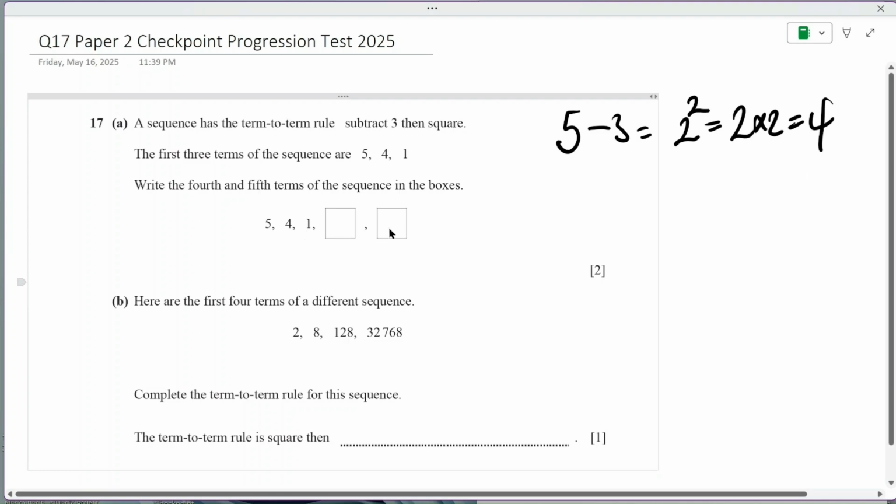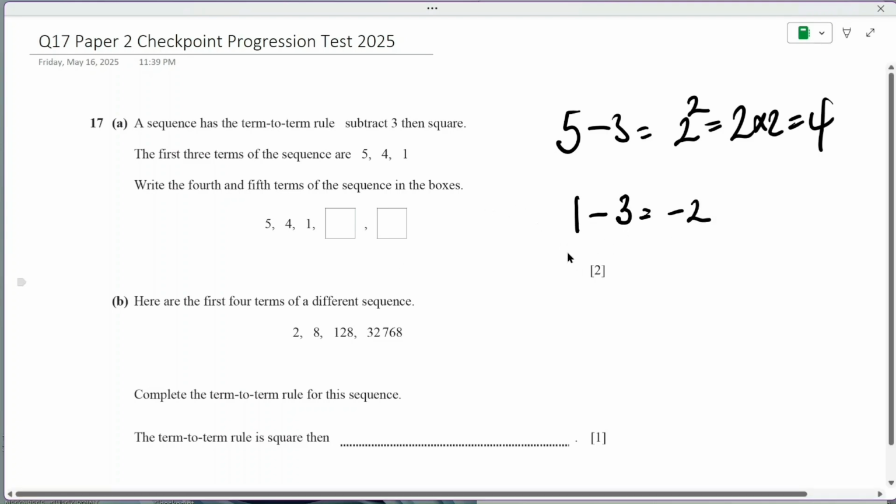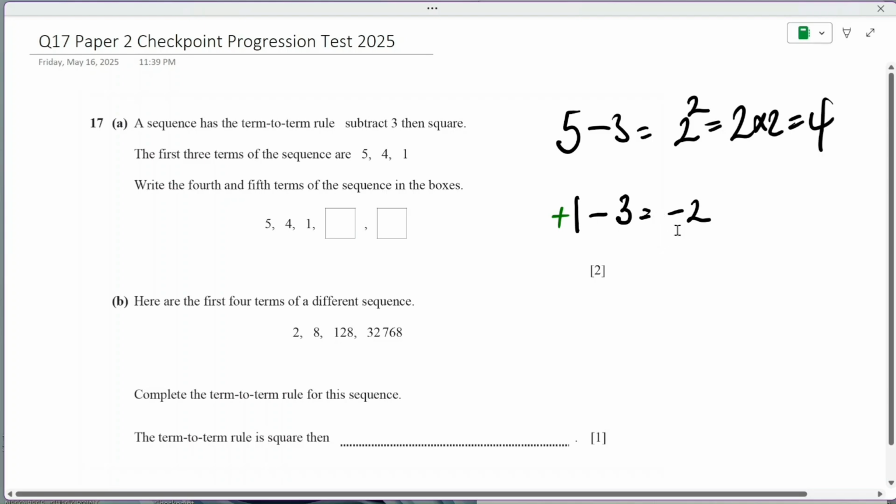We're asked to find the fourth and the fifth term. For the fourth term, we need the third term, which is 1. Like the rule says, 1, that's the third term, minus 3. The result is 1 minus 3, which is minus 2. You're allowed to use a calculator here, but in case this kind of question comes out in paper 1, where you are not allowed to use a calculator: this 1 has a plus, although a positive sign is not written in front of it. It's like you have 1 pencil and you're owing 3 pencils. If you pay 1 out of the 3 you owe, you'd still be owing 2. That's why you have minus 2. Owing is negative.